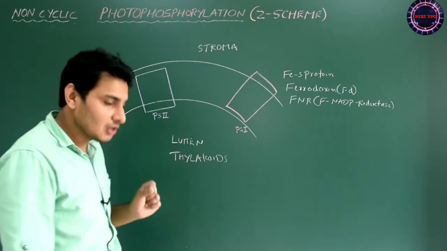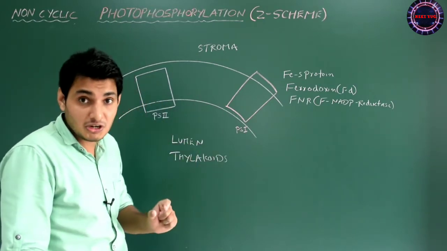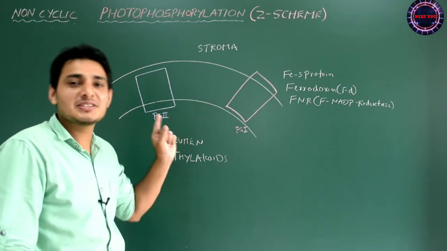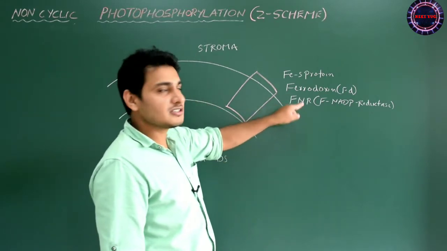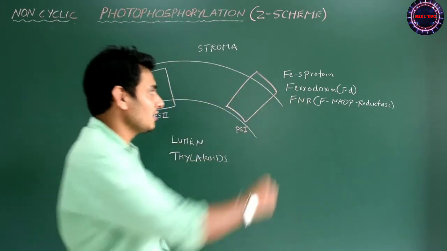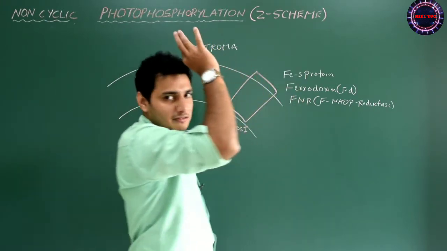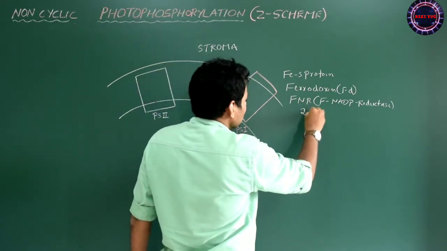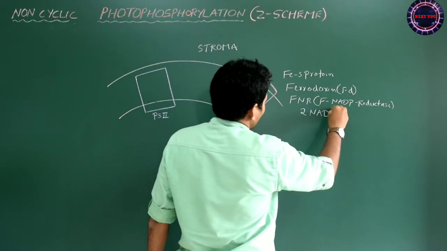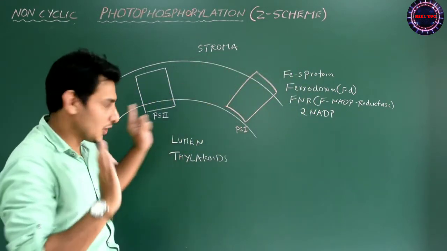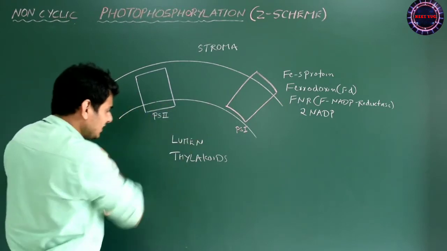That is why in non-cyclic or in cyclic photophosphorylation, you will not see the synthesis of NADPH. Only ATP is synthesized, because for the synthesis of NADPH, this enzyme is a must. Got it? The FES protein is also a must. Ferredoxin is also a must. And in the stroma, you see NADP, which will be floating in the stroma. 4 components are required.